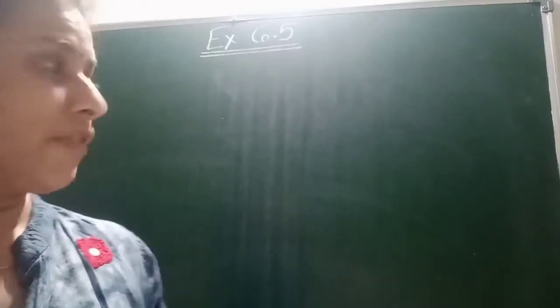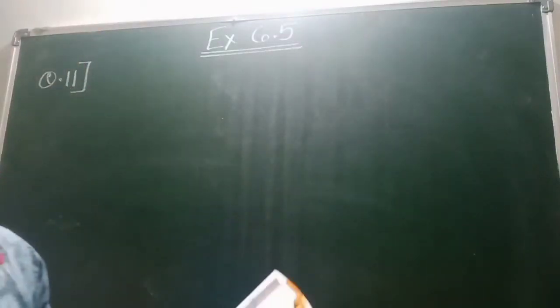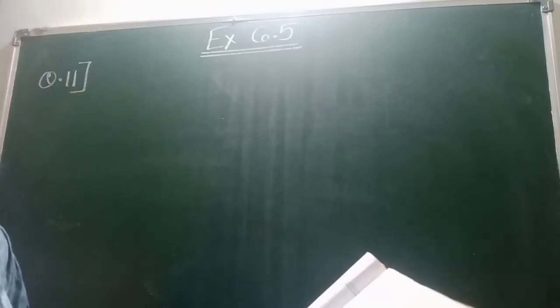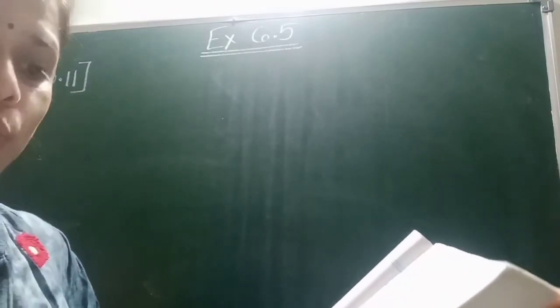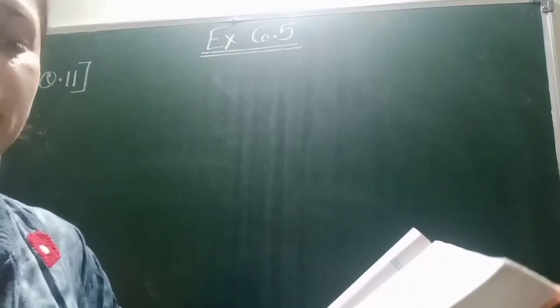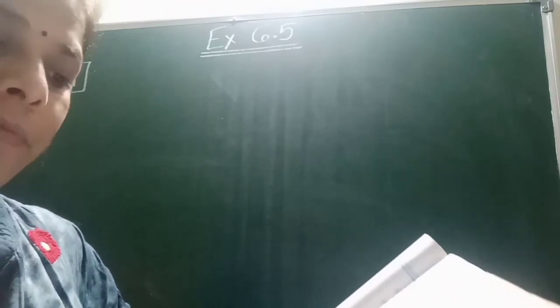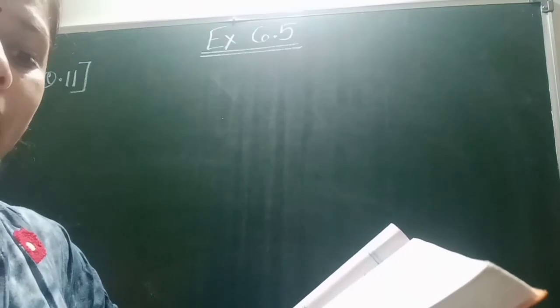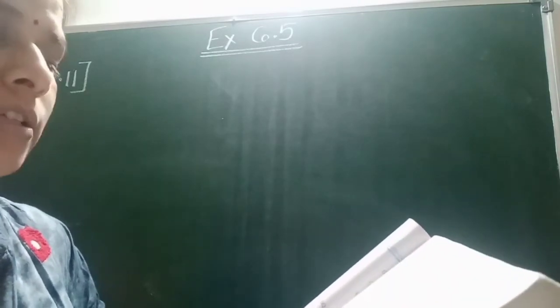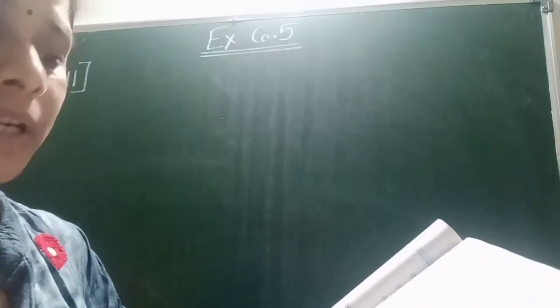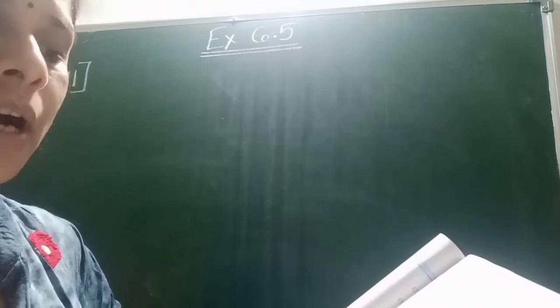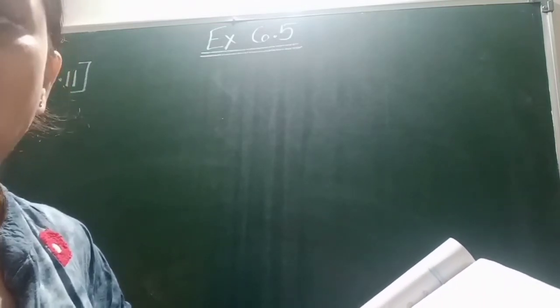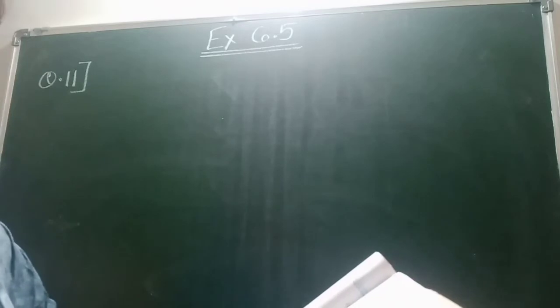Question number 11 of exercise 6.5: An aeroplane leaves an airport and flies due north at a speed of 1000 km per hour. At the same time, another aeroplane leaves the same airport and flies due west at a speed of 1200 km per hour. How far apart will the two planes be after 1.5 hours?